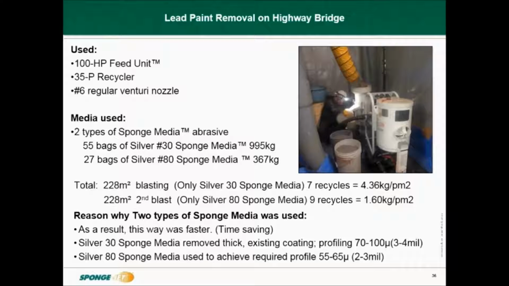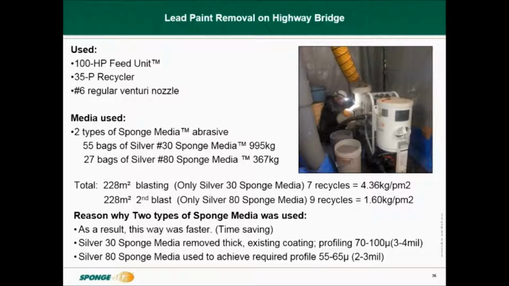They chose to use 2 different medias in application. A 30 to remove the heavy corrosion and thick paint, and then reblast the area again with 80 grit. They believe it was a faster way to perform the application. I have an opinion on it.